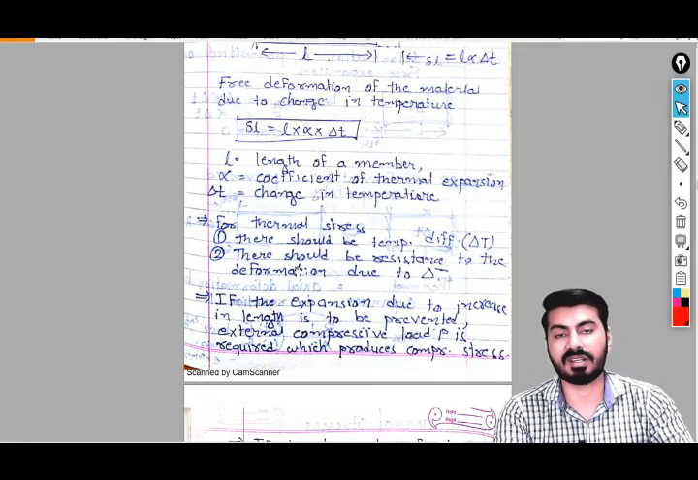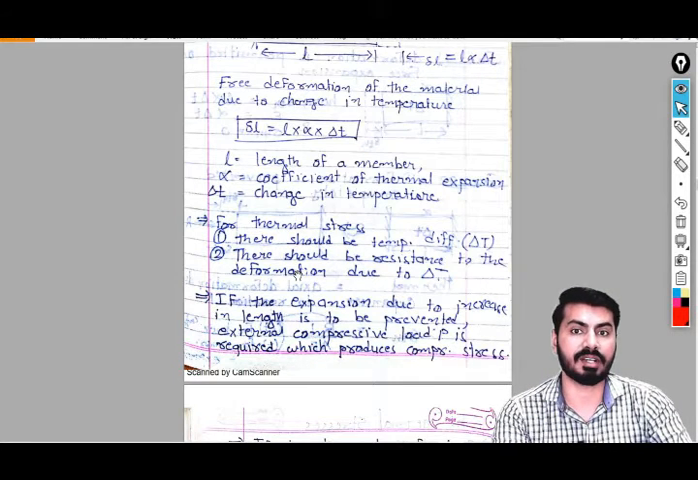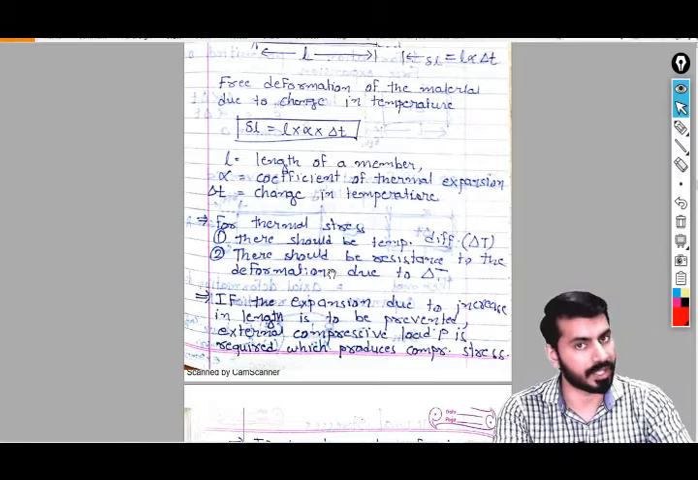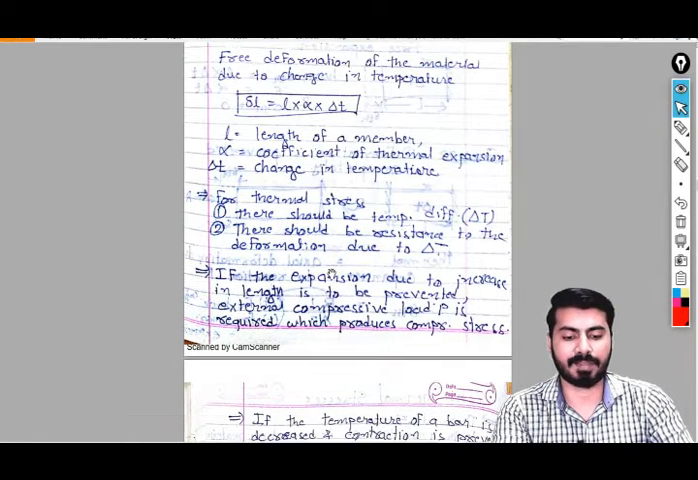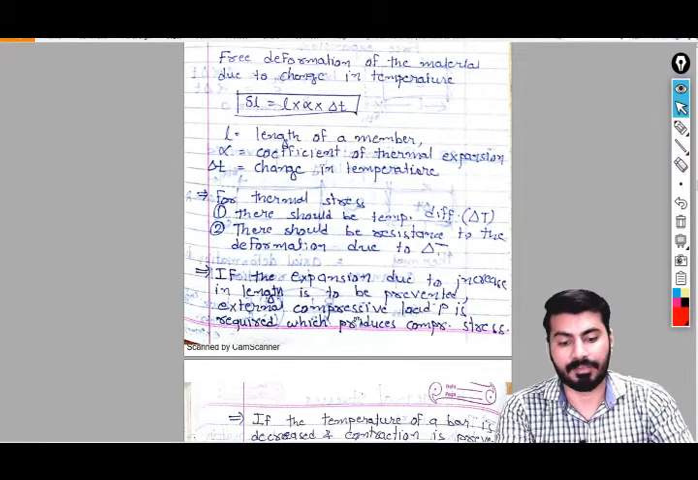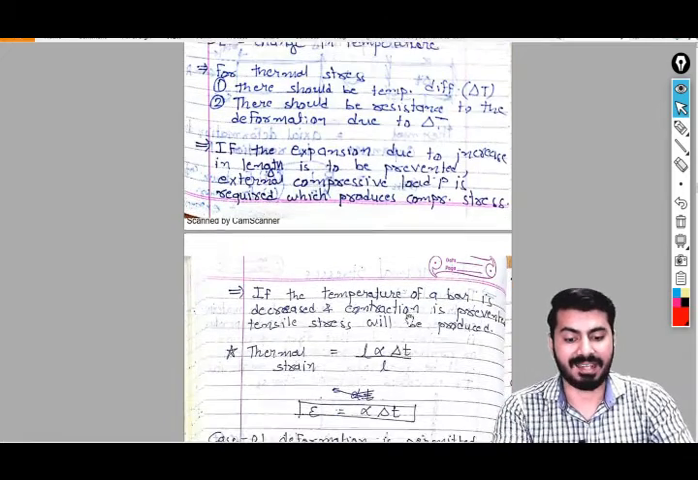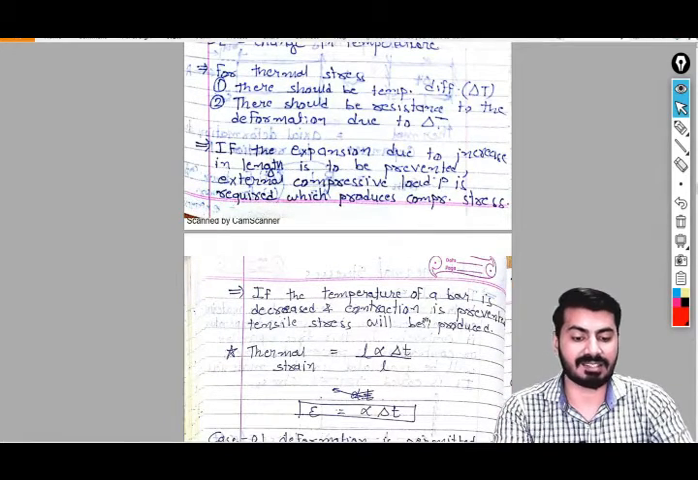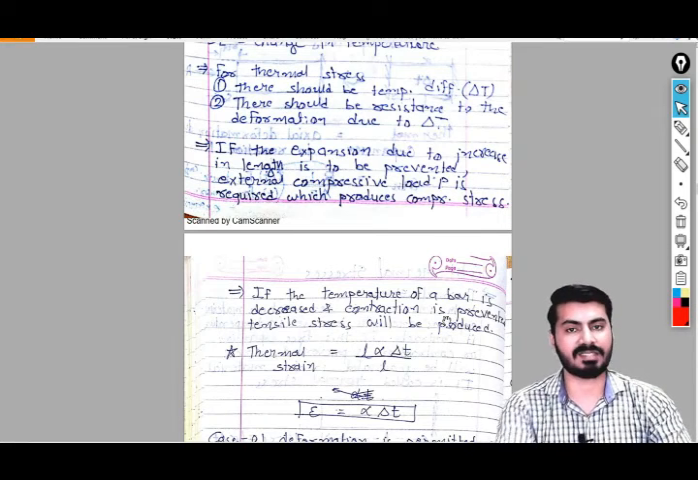So both conditions should be satisfied in order to calculate the thermal stresses in the body. If the expansion due to the increase in length is to be prevented, then an external compressive load is required, which produces compressive stress. And if the temperature of the bar is decreased and contraction is prevented, then tensile stress will be produced. That is but obvious.